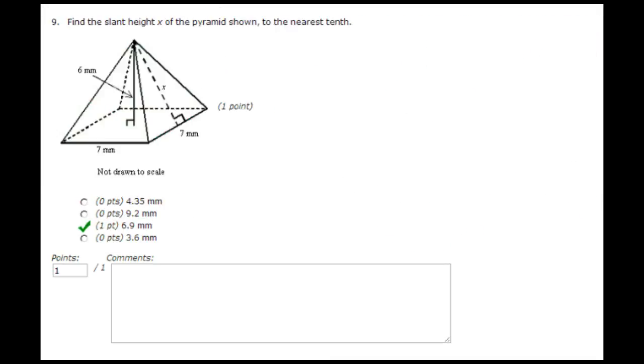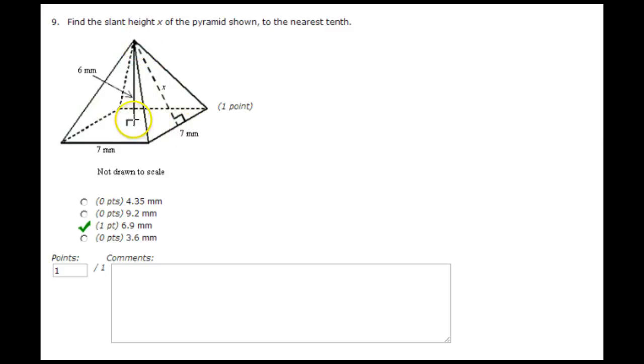Okay, so now we're going to look at problem 9. In problem 9, the question is finding the slant height of the pyramid shown. They call the slant height x, and then they show you where the x is. So this kind of helps having that as a diagram. But even if you didn't have that, there's two heights listed here.